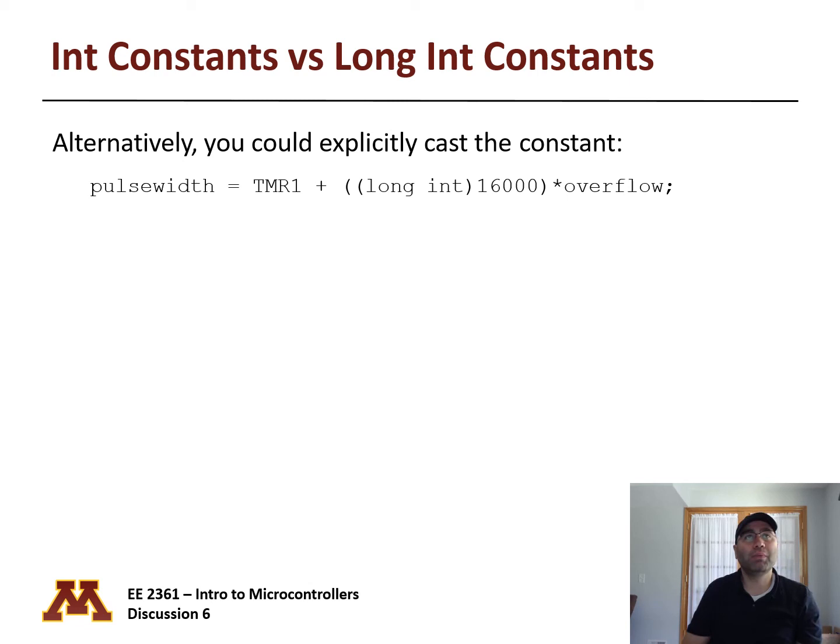Or another way of doing it, you can explicitly cast the constant. Like you can say pulse width equal to timer 1 plus long int. You can either say long int 16,000 or 16,000 L. So this is another way. Okay, either way works.